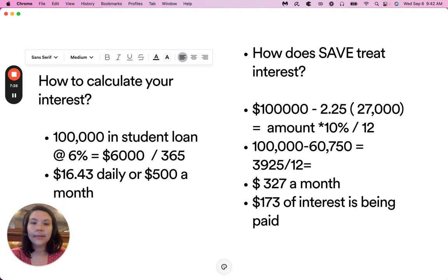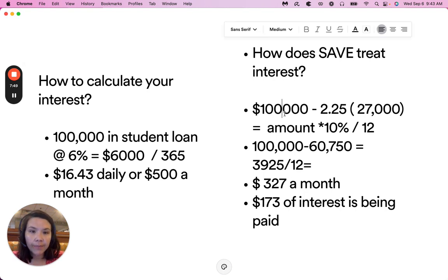Essentially what happens is the SAVE program says that this $173 is forgiven as long as the individual files their paperwork the following year on time and remains in the program. This $173 will be completely forgiven when you recertify your income. Let's say your income goes down and your payment goes down, then the amount of interest that the government has to forgive goes higher, because your payment is lower.